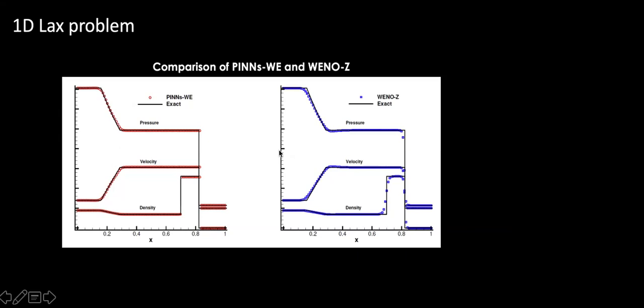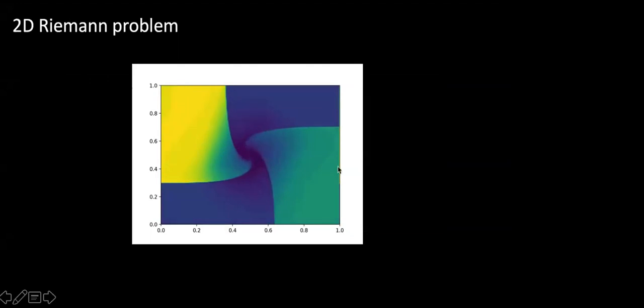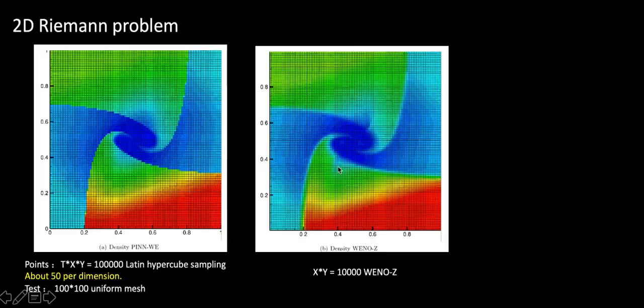Then we take a two-dimensional Riemann problem. We treat the problem with 100,000 points by Latin hypercube sampling and up to 15 per dimension with the 100 times 100 uniform mesh, and compare it with WENO under the same mesh. We can see the discontinuity is sharper than by WENO.